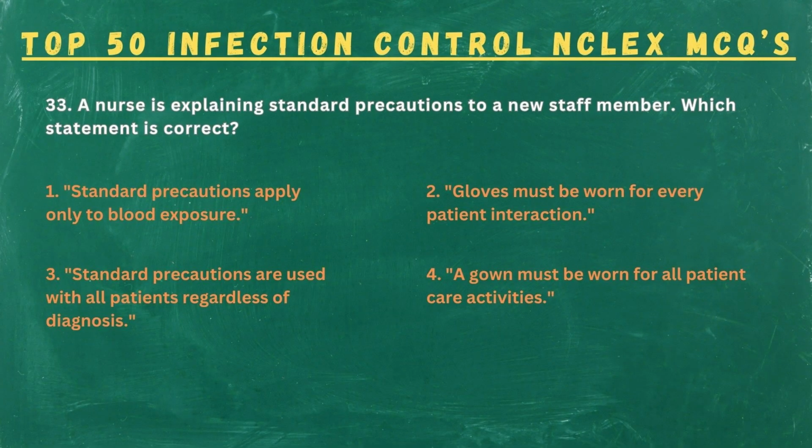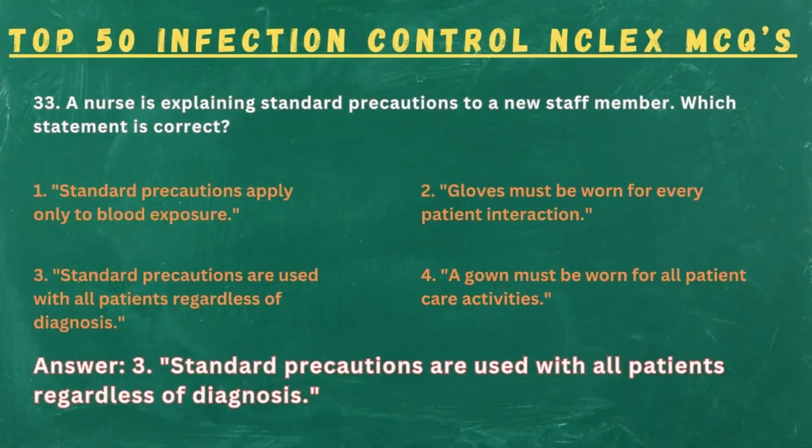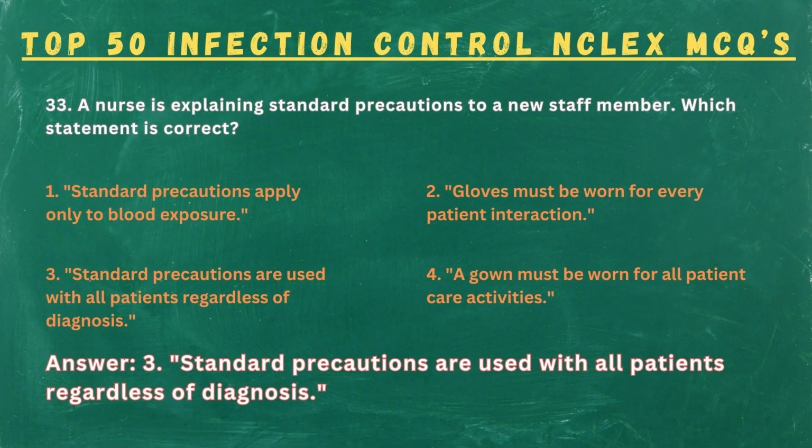33. A nurse is explaining standard precautions to a new staff member. Which statement is correct? 1. Standard precautions apply only to blood exposure. 2. Gloves must be worn for every patient interaction. 3. Standard precautions are used with all patients regardless of diagnosis. 4. A gown must be worn for all patient care activities. Answer: 3. Standard precautions are used with all patients regardless of diagnosis.